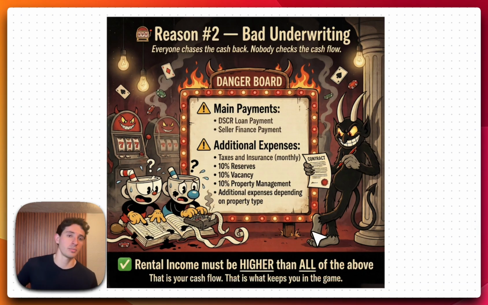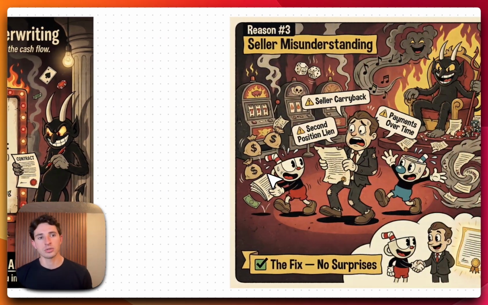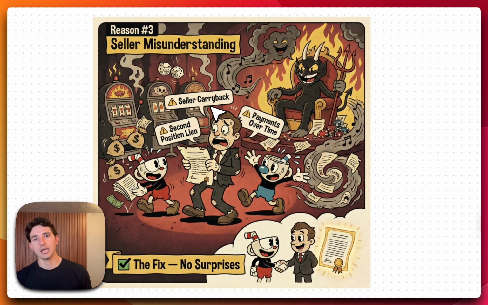Okay, so that is reason number 2. Just be careful with the underwriting. Now let's move on to reason number 3. Seller misunderstanding. So this is what happens a ton. We get it under contract.